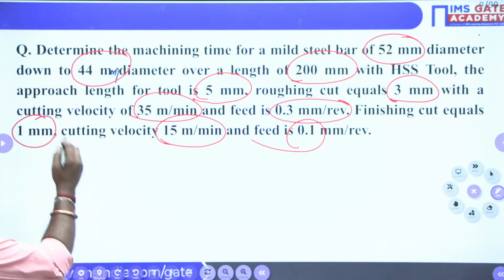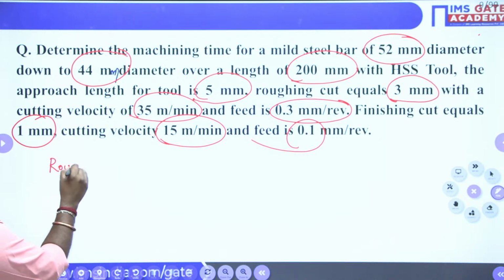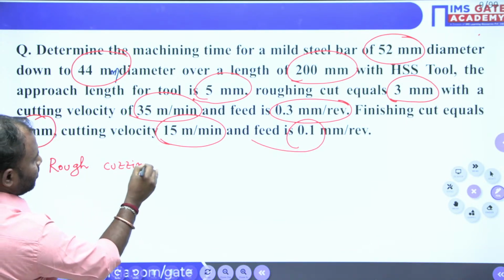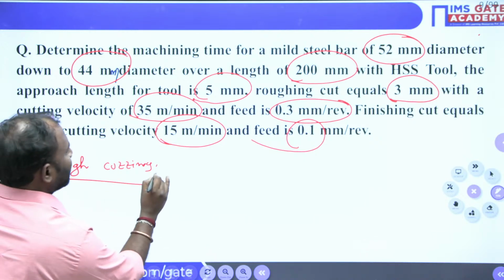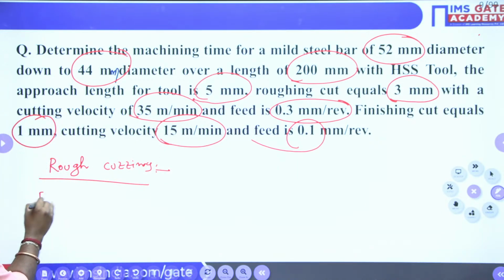Okay, right, now for rough cutting, what are the parameters given? Mild steel bar, initial diameter is 52 mm.